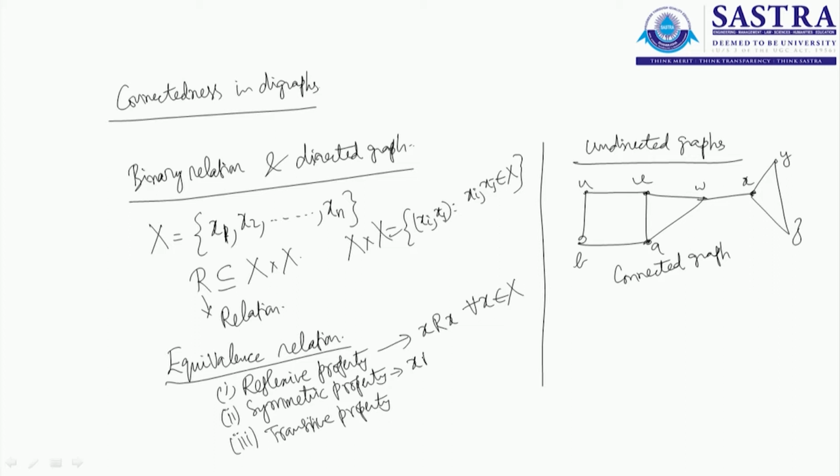And what is the symmetric property? X is related to y implies y is related to x, and this has to be true for every x and y in X. And the third one: x is related to y and y is related to z implies x is related to z. This is true for every x, y and z in X. This is called the transitive property. An equivalence relation is a relation which satisfies these three properties.